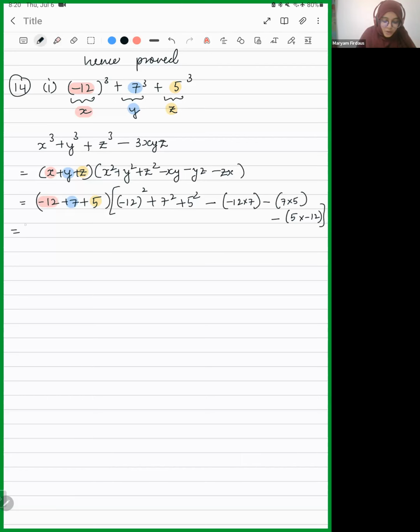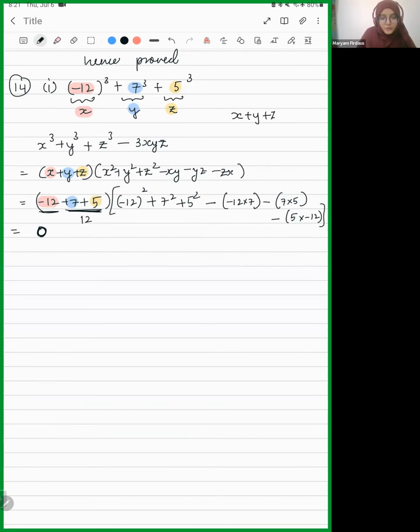So minus 12 plus 7 plus 5, what is that? That is equal to 0, because 7 plus 5 is 12, and 12 minus 12 is 0. So this entire RHS becomes 0. We didn't even have to write this whole thing. We should have just found out x plus y plus z.